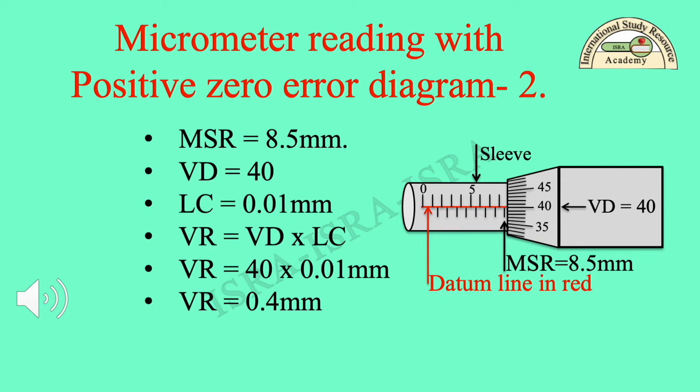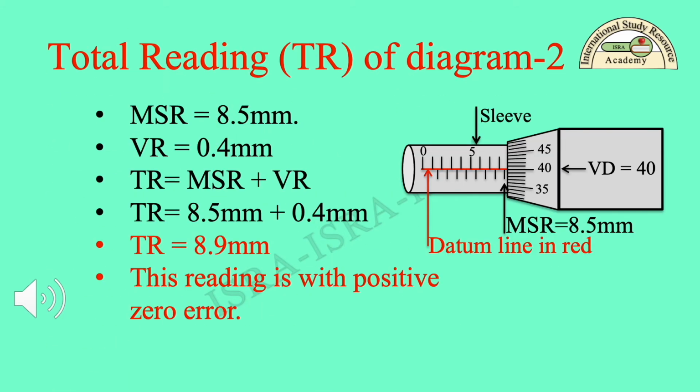Least count LC is equal to 0.01 mm. Vernier reading VR is equal to VD times least count LC. Vernier reading VR is equal to 40 times 0.01 mm, which is 0.4 mm. Total reading TR of diagram 2. Main scale reading MSR is equal to 8.5 mm. Vernier reading as calculated is equal to 0.4 mm.